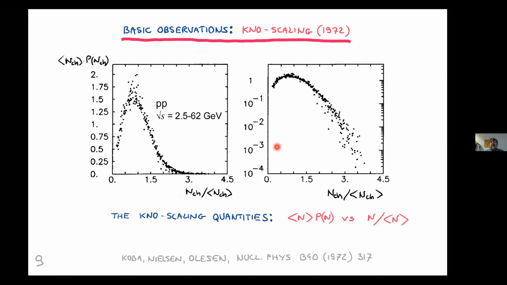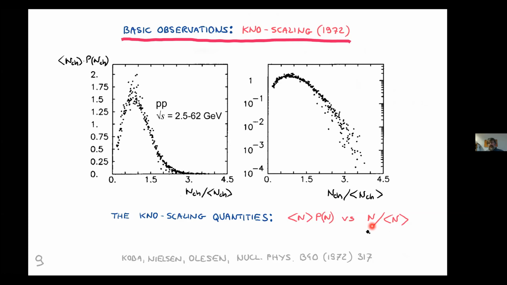So what is KNO scaling? Koba, Nielsen, Olesen, I believe this was a physicist from Denmark, in 72, which was actually 1 year before Wroblewski, from theoretical consideration postulated that the multiplicity distribution in pp collisions should obey such a scaling in such a kind of scaled quantities.